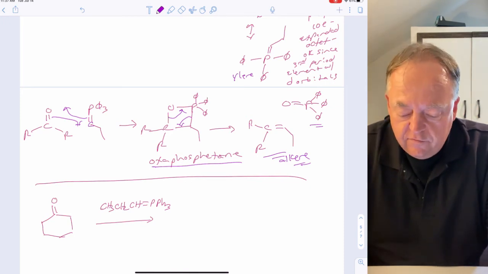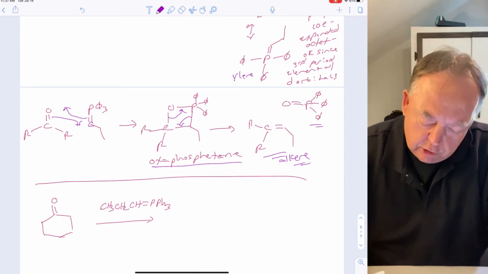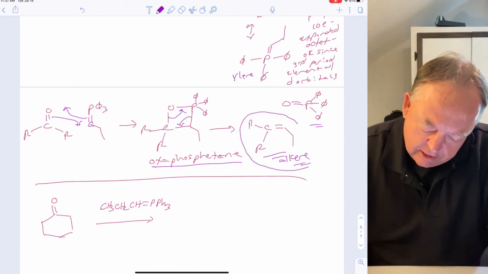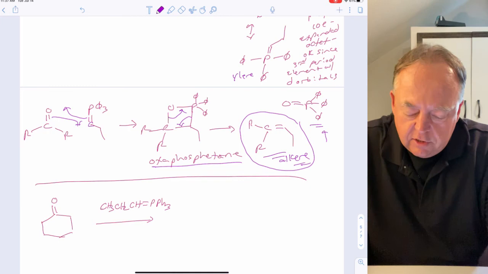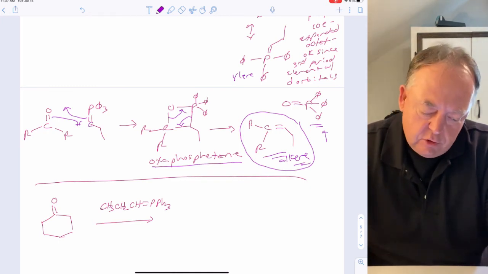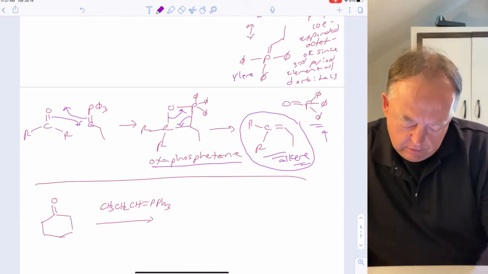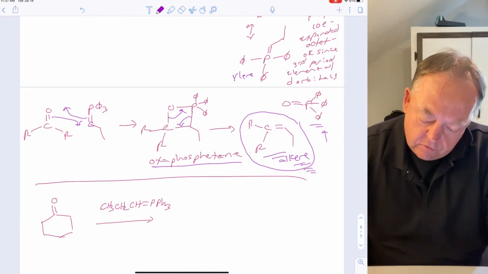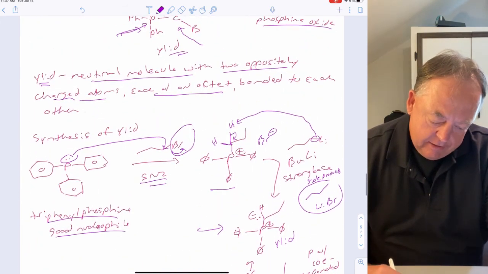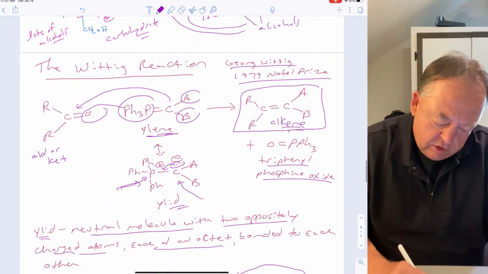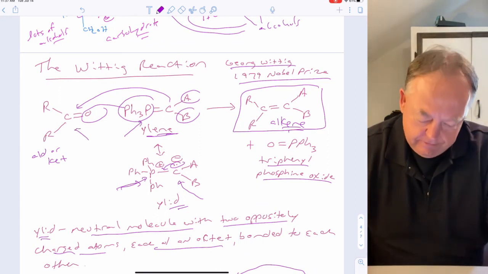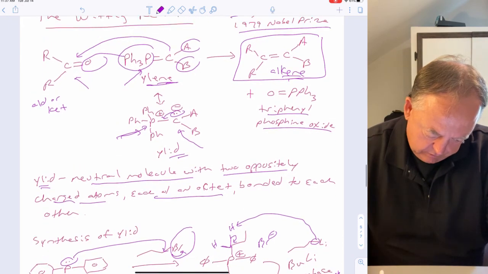So phosphorus forms very strong bonds to oxygen, which is one of the driving forces for that reaction. But what we're interested in is the alkene. Triphenylphosphine oxide is just an impurity that's kind of hard to get rid of, so you have to do some purification at this stage. But you've made an alkene, right? And so predicting the products of ylide reactions again is easy. Just take whatever's double bonded to phosphorus and double bond it to carbon instead.